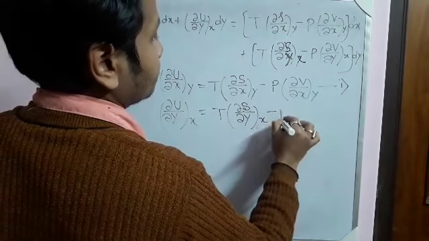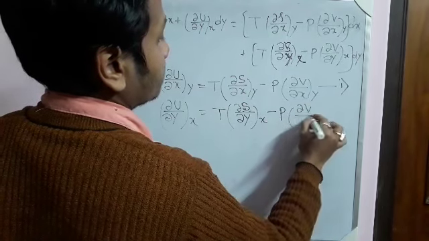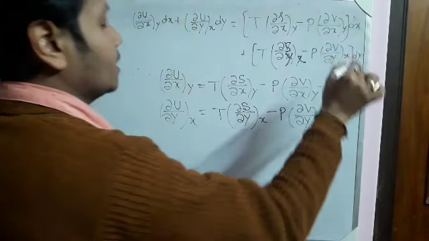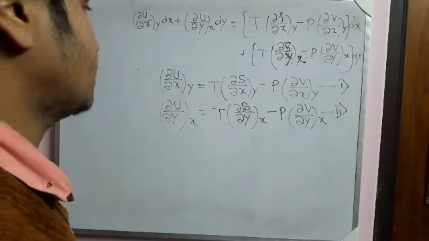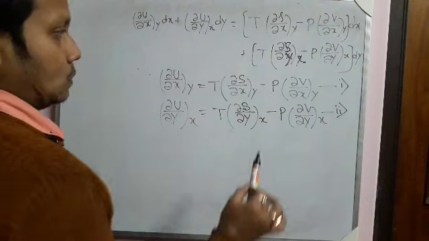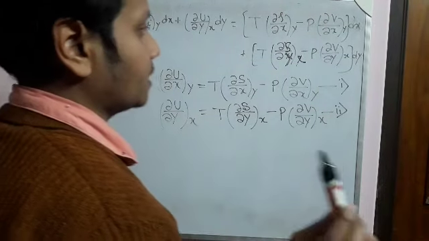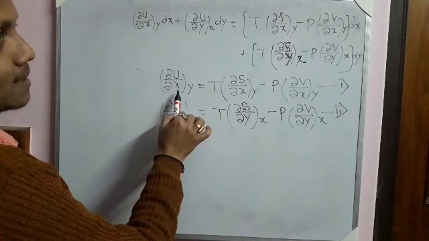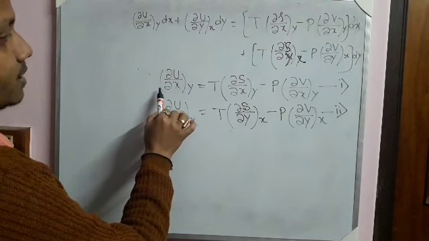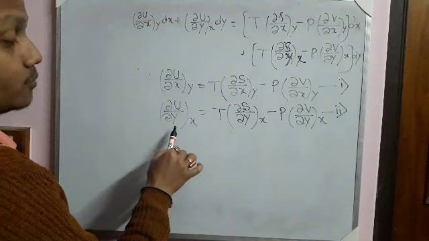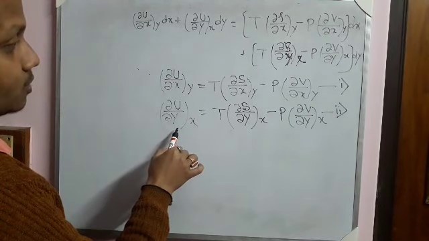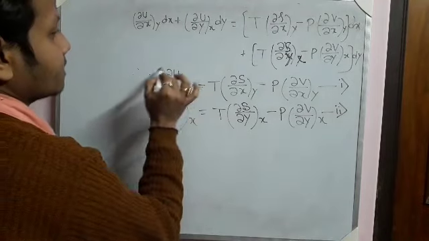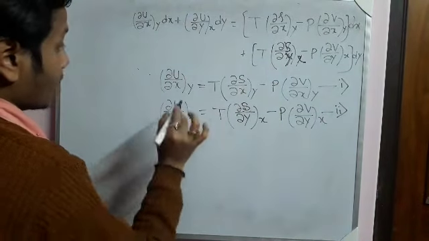Okay, minus p into del v del y, x constant. So we get these two equations by equating both sides. Now just see carefully, we have to differentiate this term. There is del u del x, so we have to differentiate these terms in terms of y, and we have to differentiate this term with respect to x. So let's check what happens if we differentiate this expression with respect to y.